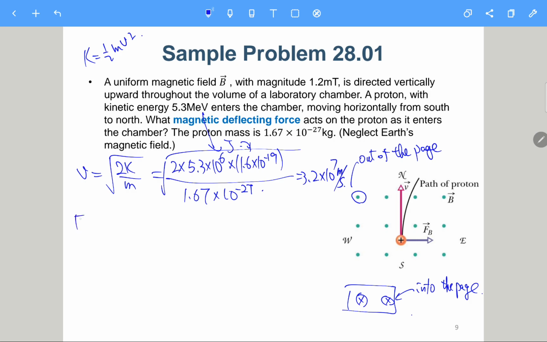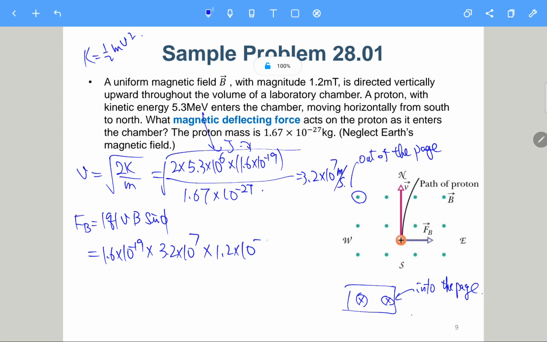Next we can consider F_B to be q v B sine phi. Of course, we know phi is 90 degrees, so sine phi is 1. So we have 1.6 times 10 to the minus 19, the charge of the proton, and v is 3.2 times 10 to the 7th power, times 1.2 times 10 to the minus 3, which is 1.2 millitesla. With sine 90 degrees, this is 6.1 times 10 to the minus 15 newton.